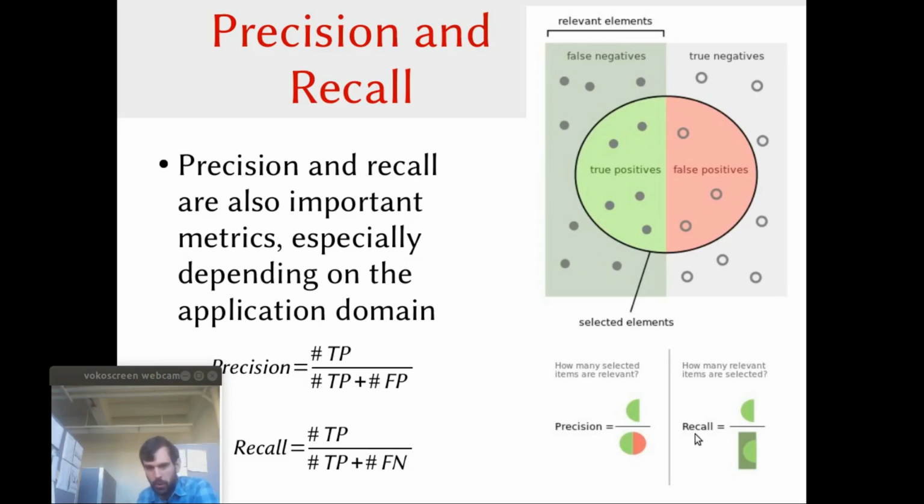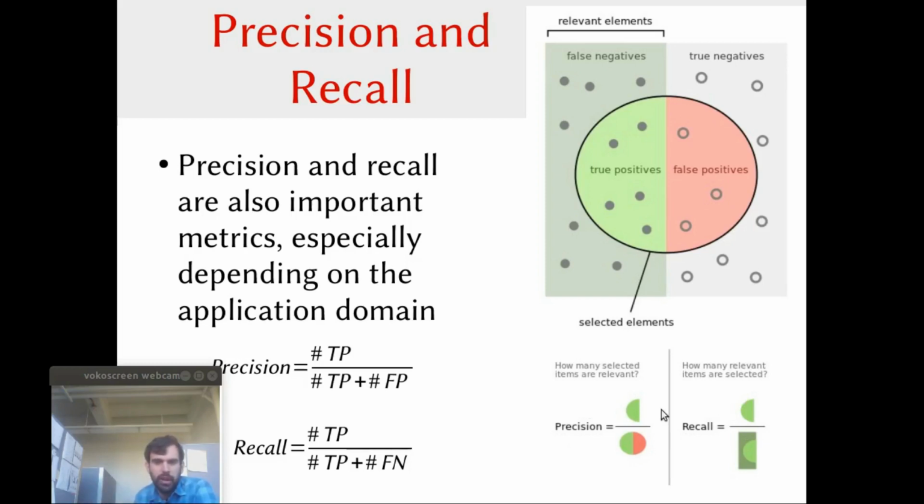And you have the recall, which is a little bit different, which is the true positives divided by the total number of relevant elements. So how many of them did you catch? How many relevant elements did you catch with the model? So maybe in the context of cancer versus benign cells, you want to have a better recall. You want to select as many cancer cells as you can.